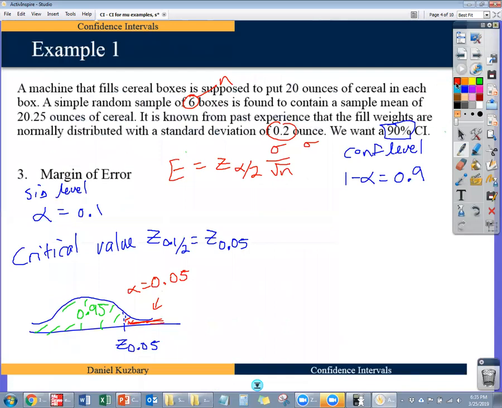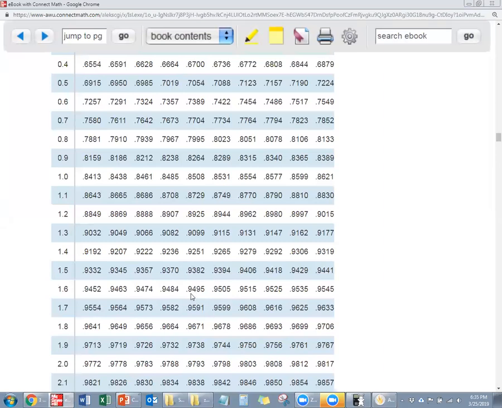You can check in your calculator. But our z for 0.05 is going to be 1.65, and that comes from our table. It comes from the area to the left of this being 0.95. In my table, I'm looking right here. I'm picking 1.65 because I think it rounds up.